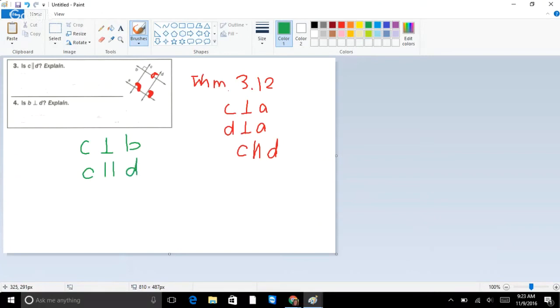And because C is perpendicular to B and C is parallel to D, we can actually use theorem 3.11, the one before that, right? That says if two lines are parallel and one is perpendicular to that line, then the other is perpendicular. So by theorem 3.11, we can say that B is perpendicular to D.